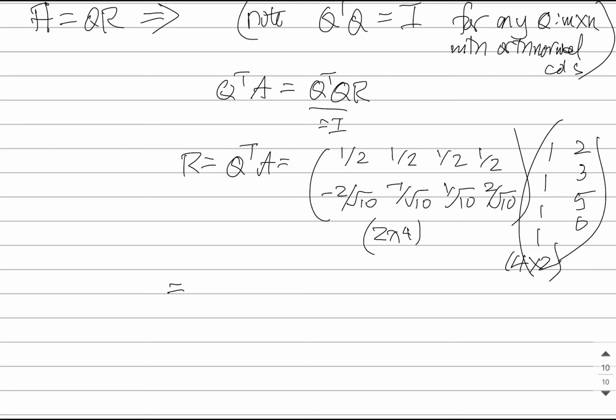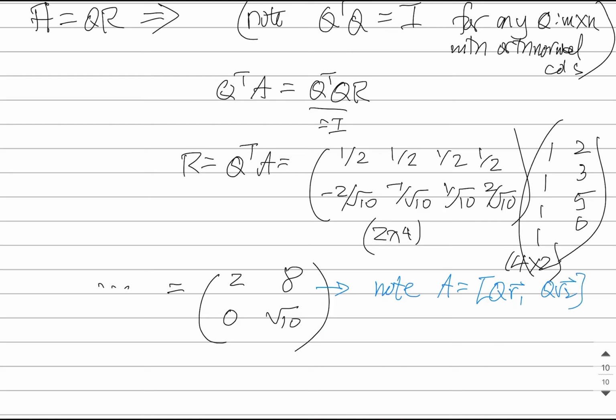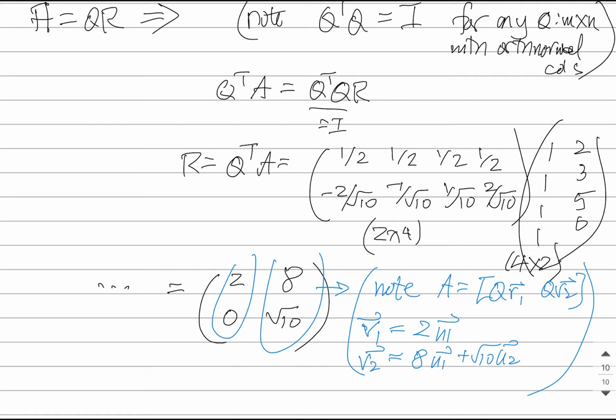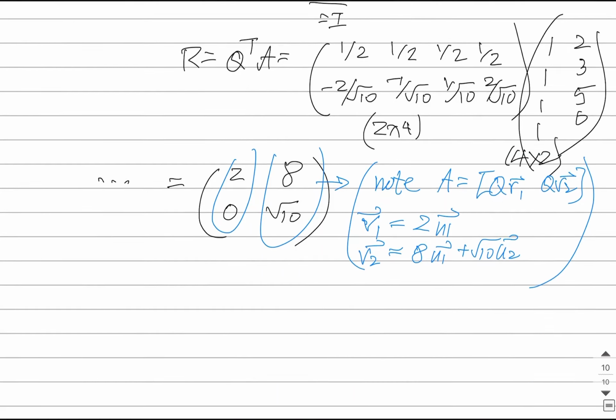R is an upper triangular matrix. So if I sit there, you can pause the video and do this again. You're going to find that R will be 2, 8, 0, and root 10. Now, just a reminder about what this means. A is equal to Q times the first column of R, Q times the second column. That means these two store the weights. That means that the first vector in A has to be the columns of Q weighted by these things. So it's going to be 2 times U1, and then the second vector in A is going to be 8U1 plus root 10 U2. That's what those things mean. Again, pause the video, remind yourself about that if you need to.